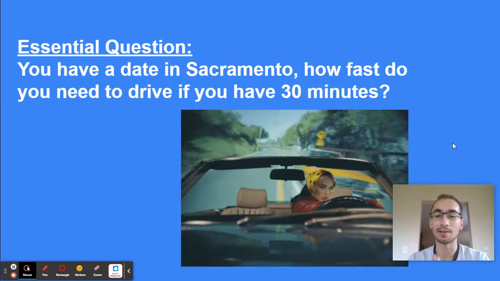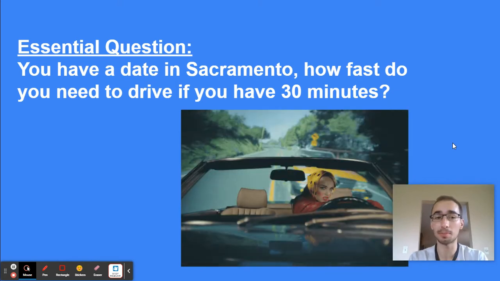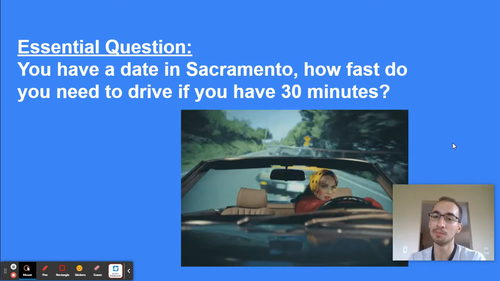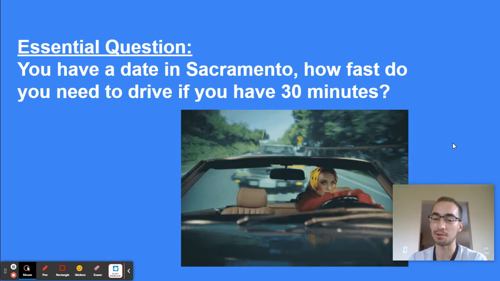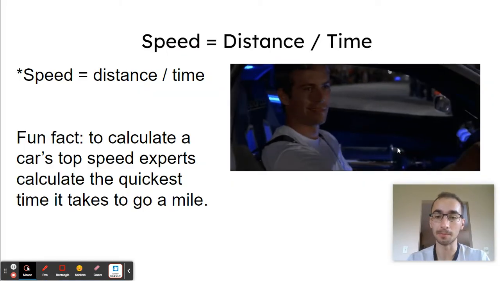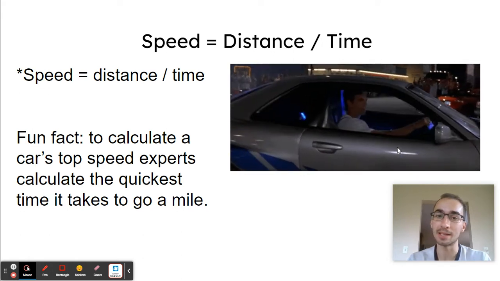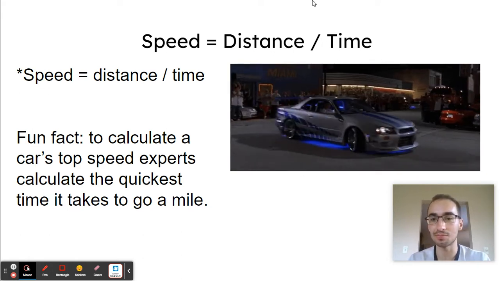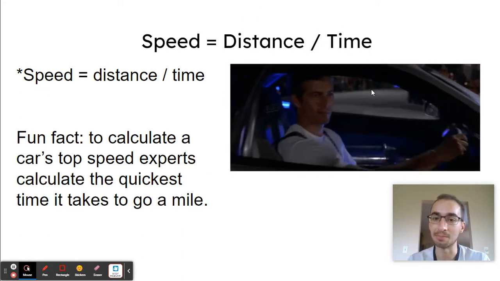The essential question today, here's what you should be able to do by the end. You have a date in Sacramento. How fast do you need to drive if you have 30 minutes? So here's what we're doing today. Speed equals distance divided by time.